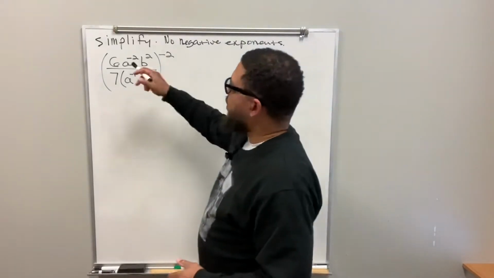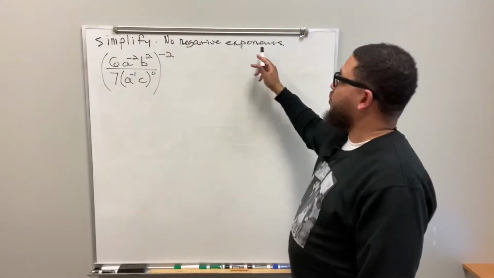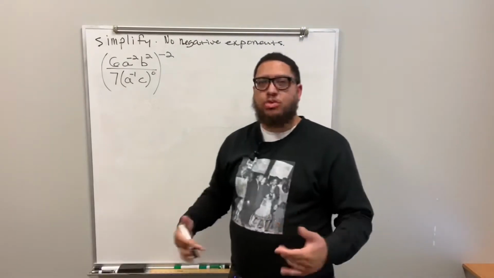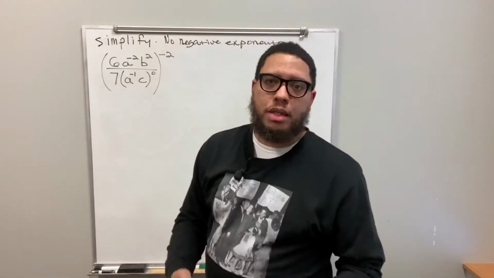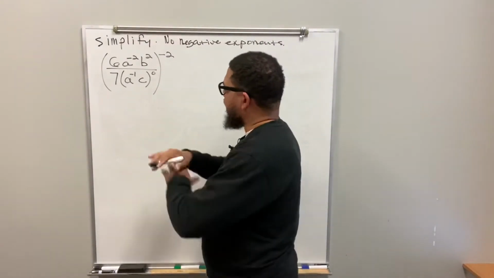So first, the instructions, again, are to simplify. But also, this is important too: no negative exponents. That means in our final answer, we shouldn't have any negative exponents. So we're going to have to apply the negative exponent rule if we do end up with some negative exponents. So when I see a problem like this, I take a kind of inventory of what I see.